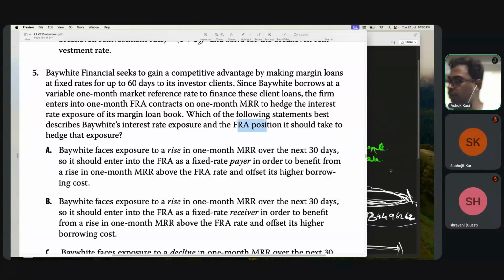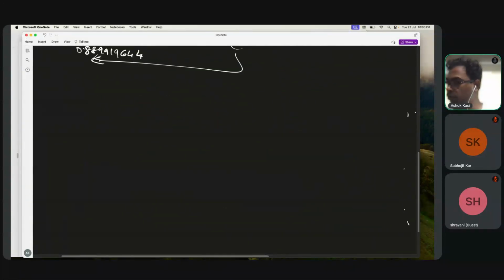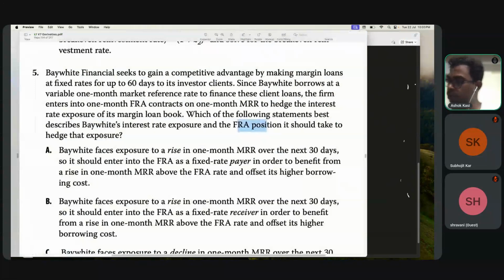Okay, so FRA means what? You are entering into an agreement to borrow at a future date. Okay. Which of the following statements best describes Baywhite's interest rate exposure and the FRA position it should take to hedge that exposure? See, Baywhite Financial seeks to gain a competitive advantage by making margin loans at a fixed rate for up to 60 days to its investor clients at a fixed rate. So Baywhite borrows at the variable interest rate.